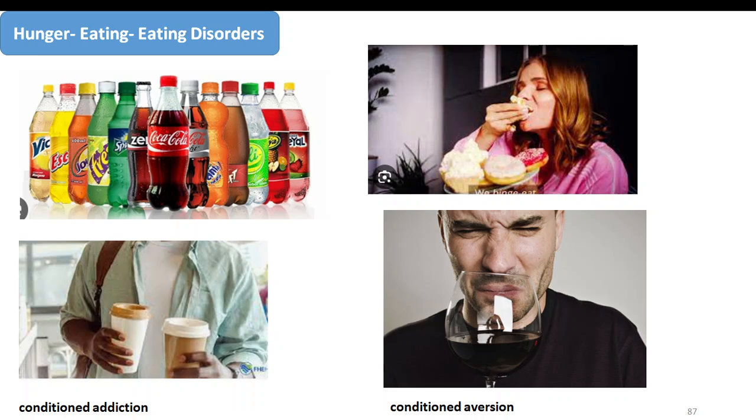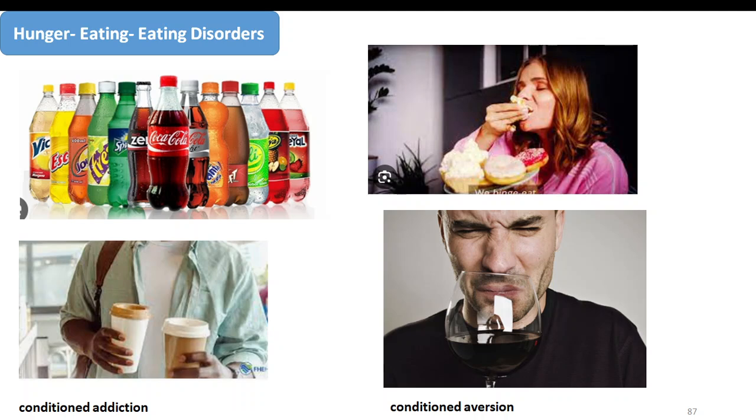This is how we develop preferences for tastes which we tend to like. Sometimes we may also develop preferences for tastes that are not initially pleasant, but then we get used to those, and we end up consuming them more frequently, like alcohol or coffee, right? They are not very tasty on the face of it, but gradually we develop a liking, a conditioned addiction towards these beverages.